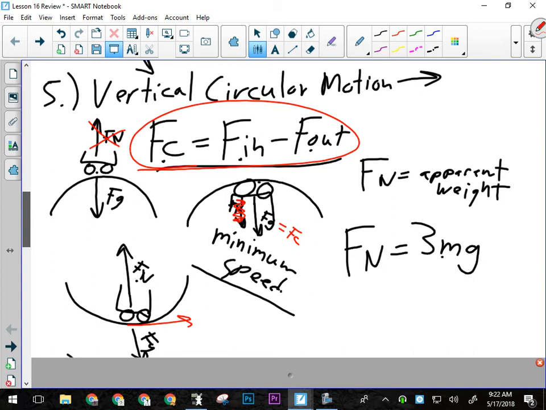All right. How would I word a question if I wanted you to know that Fn equaled 3 mg? How would I write it in words? Connor?